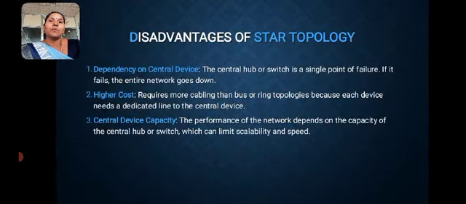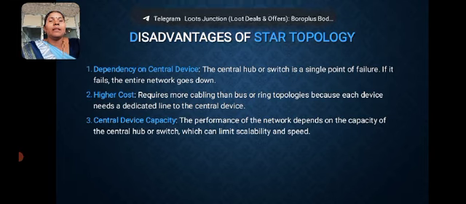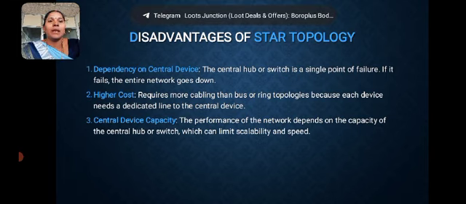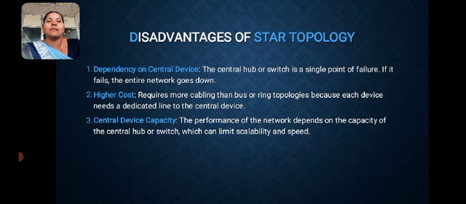And then the disadvantages of star topology. The first one: all devices are dependent on the central hub. If the central hub has a fault, the whole network will collapse. Then high cost. It requires more cabling than bus or ring topology because each device needs a dedicated line to the central device. Central device capacity: the performance of the network depends on the capacity of the central hub or switch, which can limit scalability and speed.